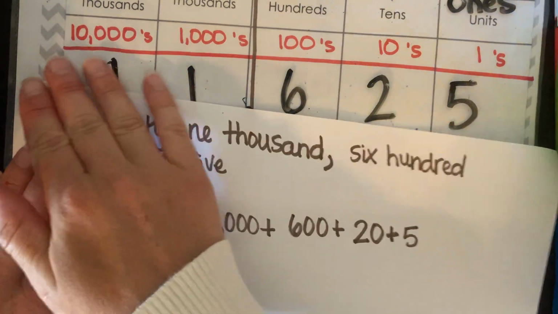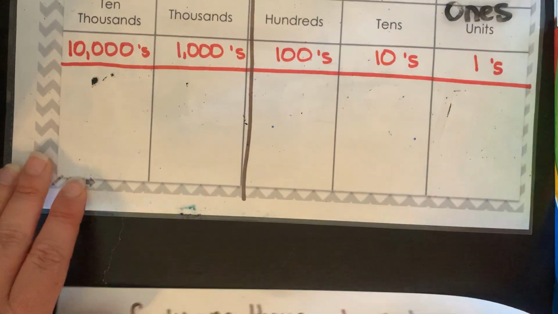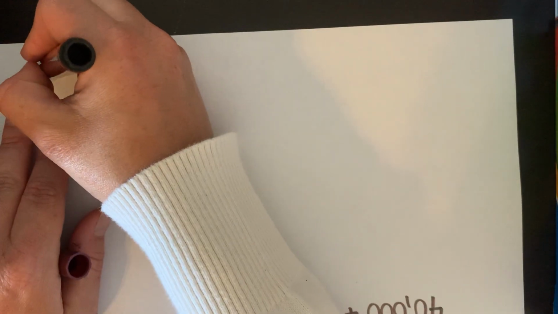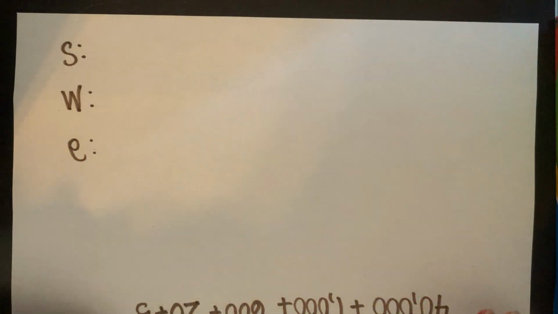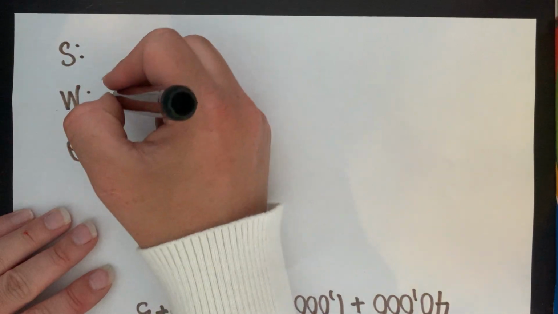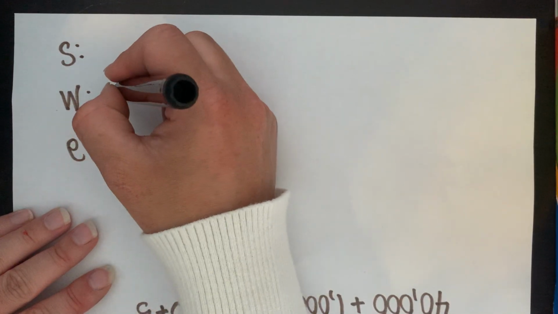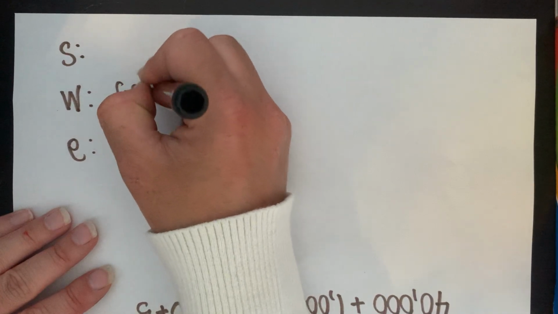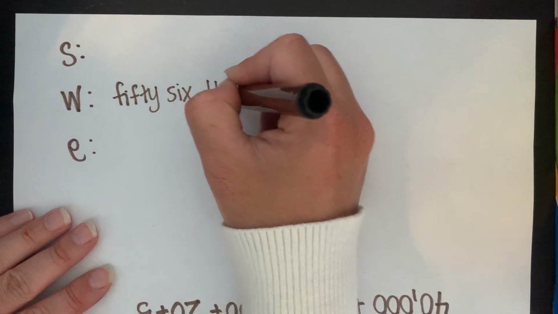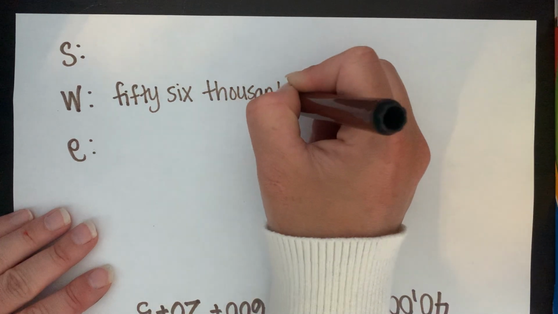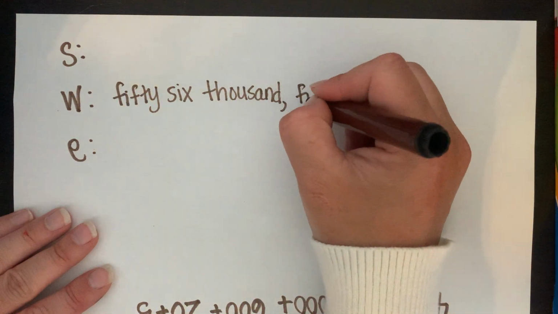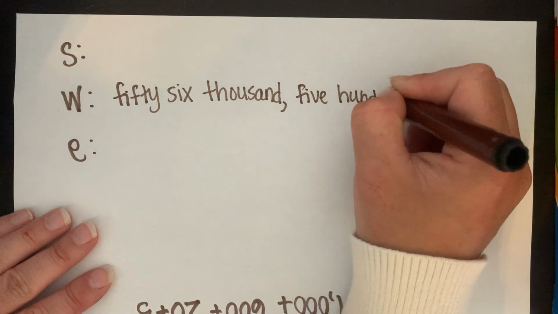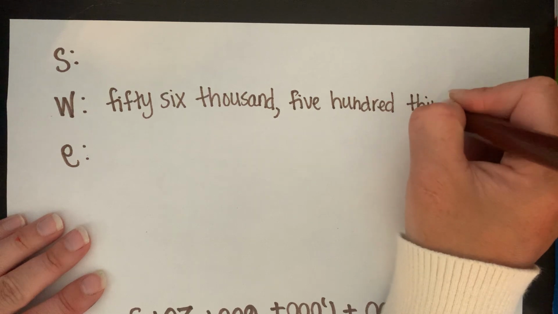Okay, for the last one, I'm gonna give you a number and I'm gonna put it in written form, and you'll try to put it in expanded form and standard form. So we'll do standard, written, and expanded. Okay, so if I had, I'll do it in written form. Let's do 56,000. Remember, I'll put my comma, new period. 500 32.